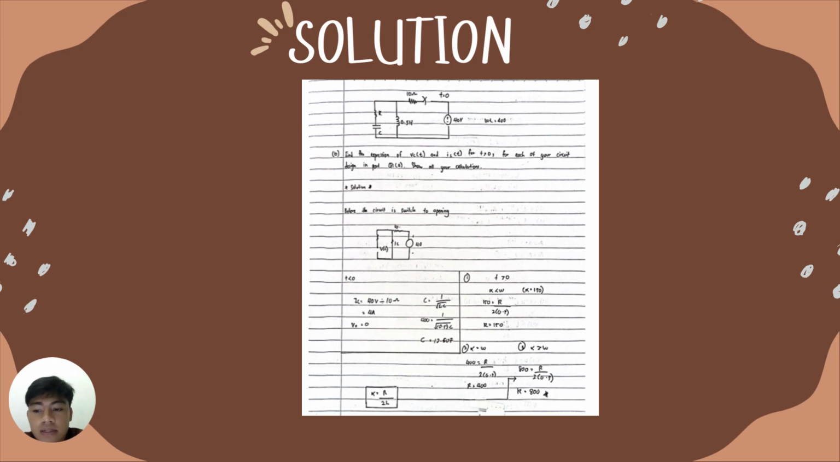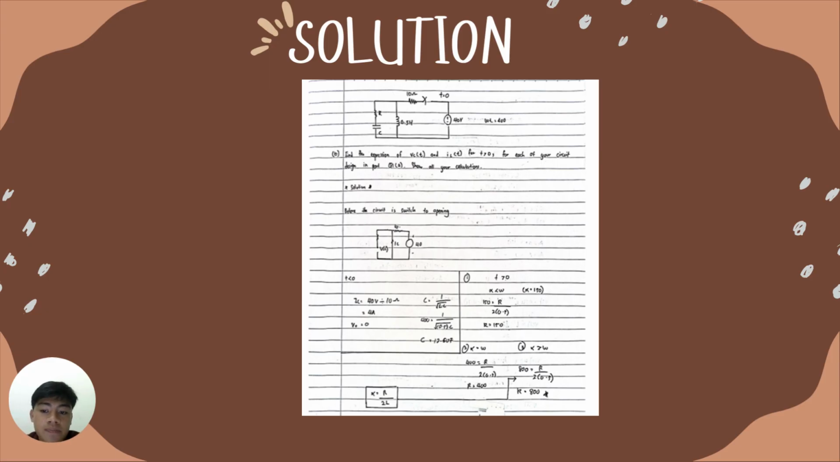So the first step, t less than 0, we short circuit the inductor and open circuit the capacitor. Then we find the I node. We use Ohm's law, 40 volt divided by 10 ohms, so we can get 4 ampere. V node is equal to 0 because when it's open circuit there is no voltage.